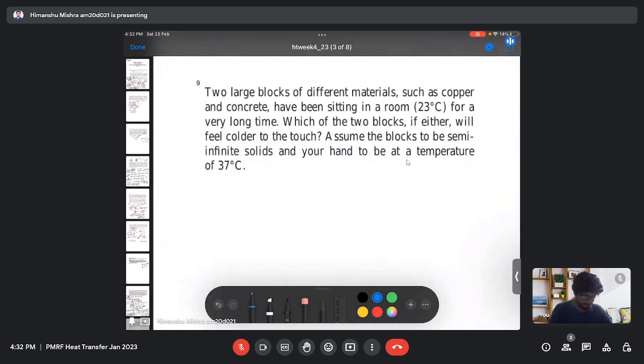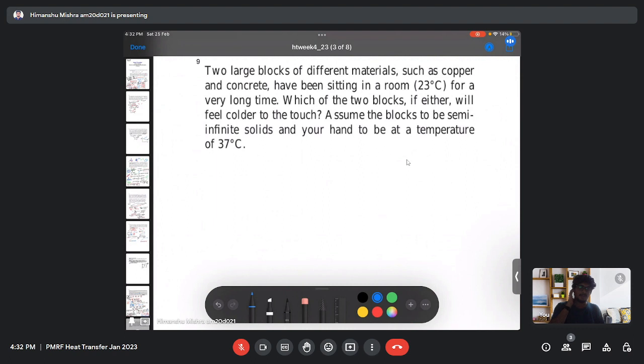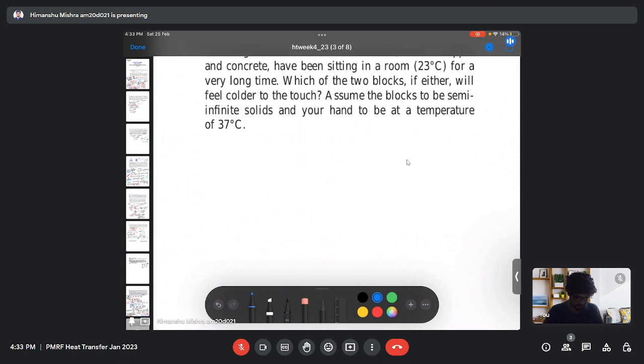So let's move to the transient heat conduction problem. We will wrap it up today with a couple of problems on transient heat conduction. Last week we solved problems related to lumped heat transfer, and we solved one question on the semi-infinite plate. So we will solve a couple of problems on the semi-infinite plate, and we will wrap up this topic.